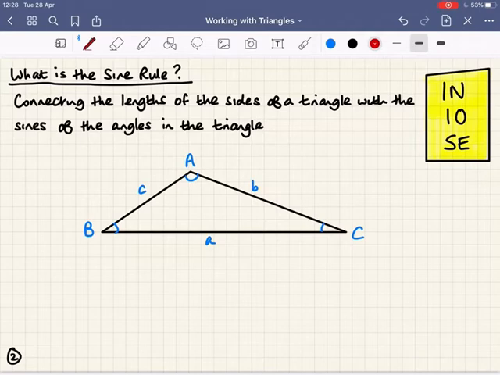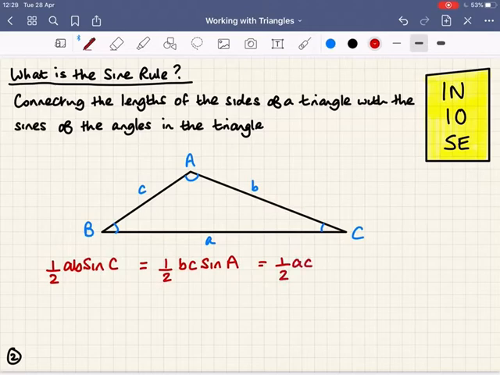We know the area of a triangle is a half ab sine C. We could also have found the area by using a different combination of sides and angles. We could have said it's also equal to half bc sine A, and we could have also said it's equal to half ac sine B. Those are the three different ways, using an included angle and its two sides, to find the area. Now here's a nice little trick.